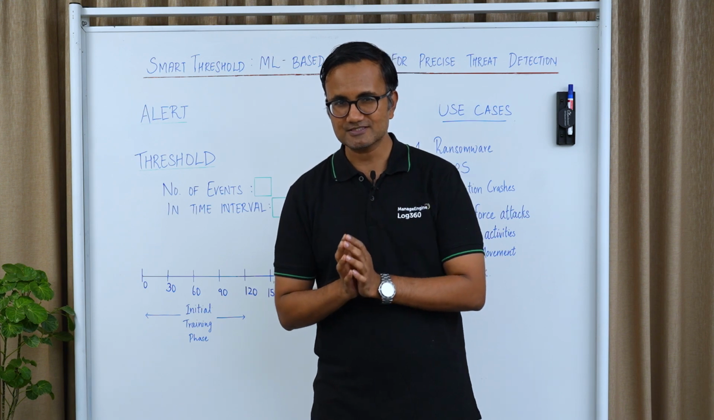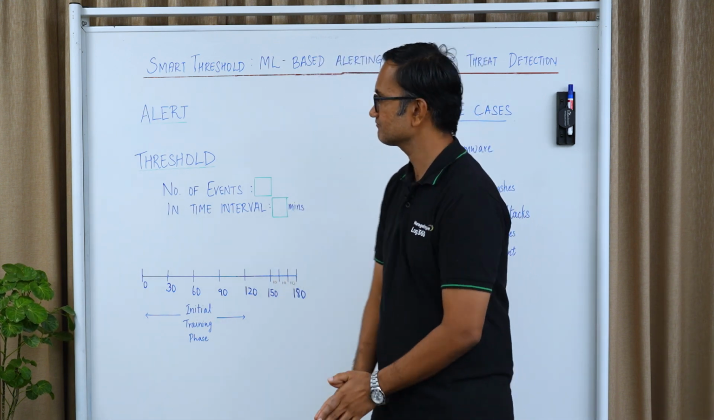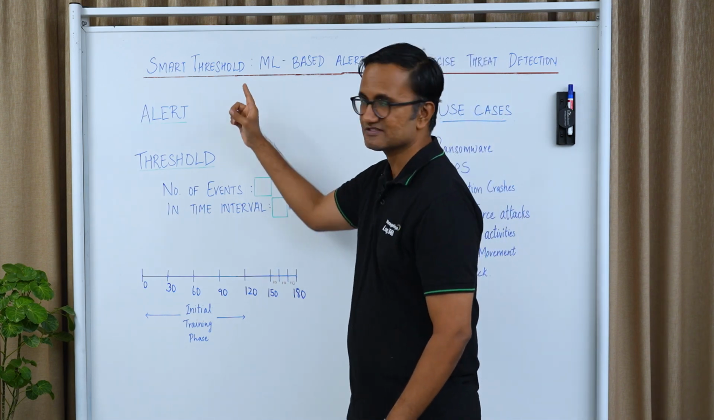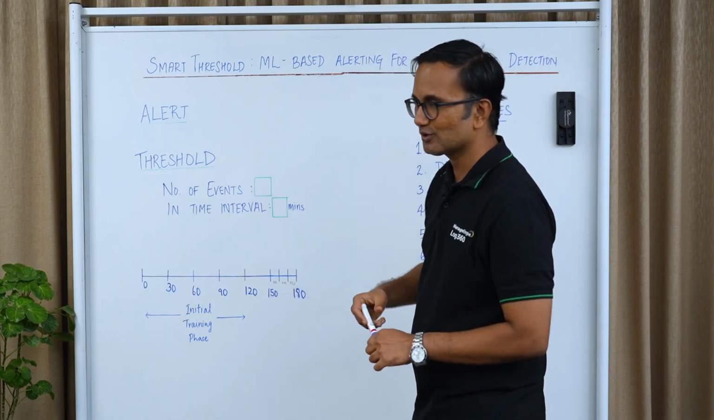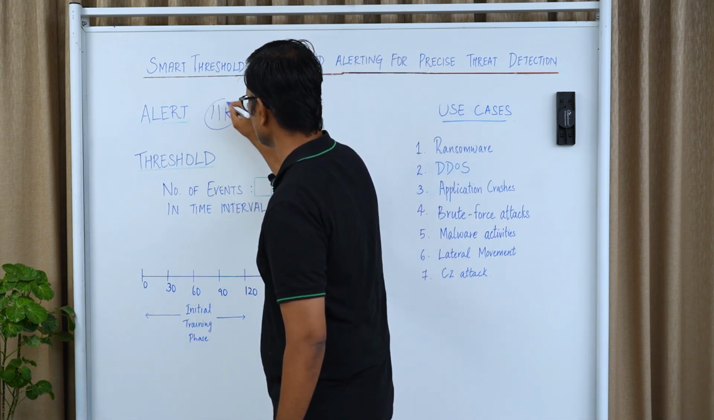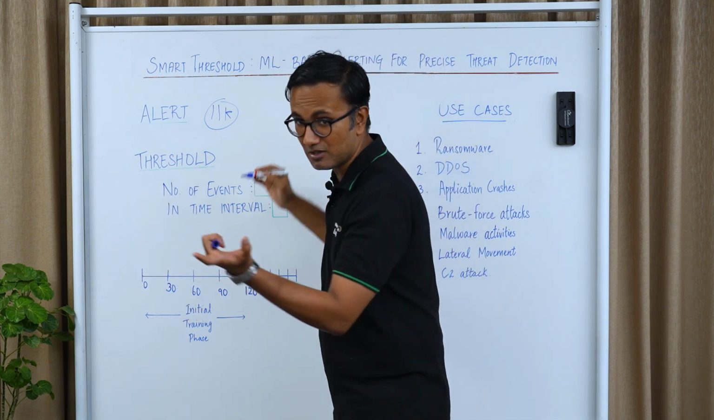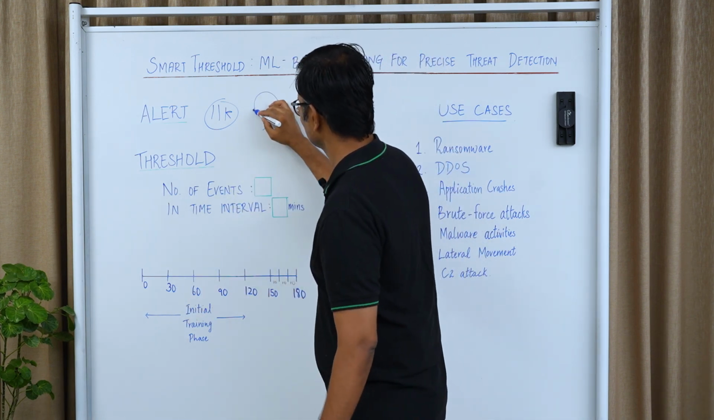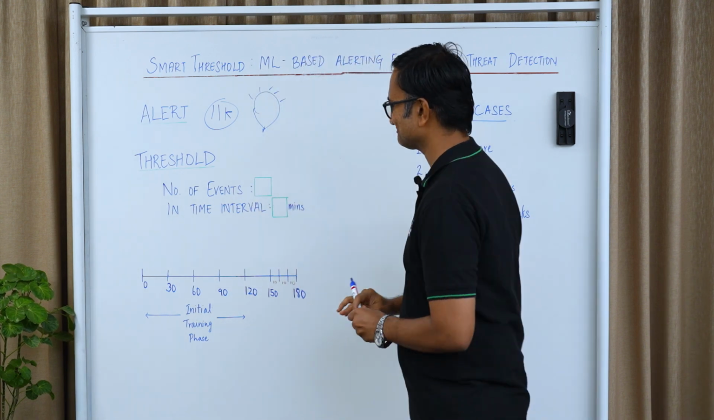So the whole point is, can we do something to make the whole process a little more intelligent? And that is where you have the smart threshold. So the whole point is, you want to try and make these alerts, of which there are close to 11,000 on a given day, smart threshold or smart alerts. So this is supposed to be a bulb. We are trying to make it smart.